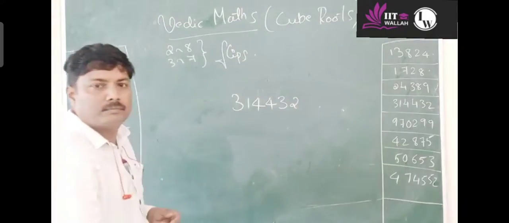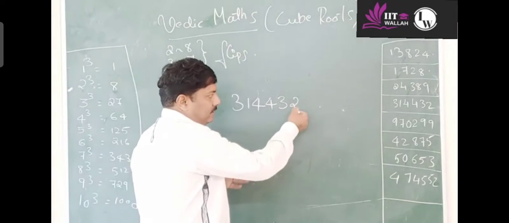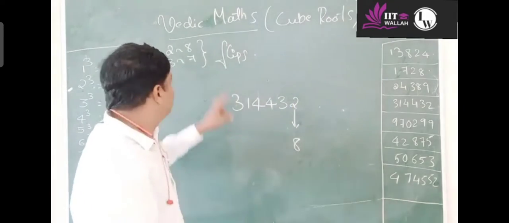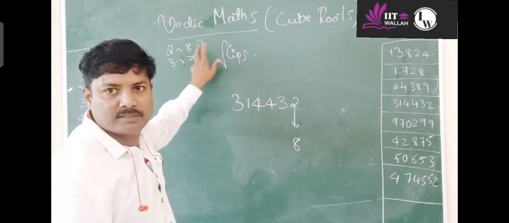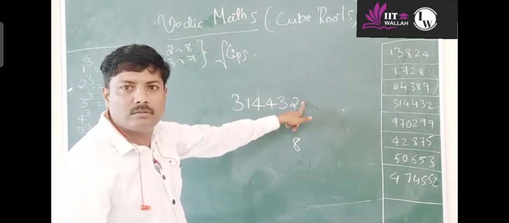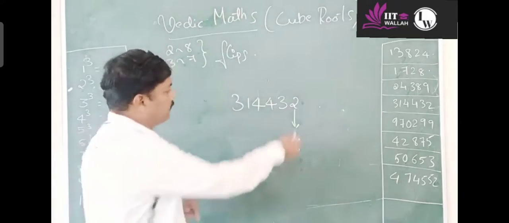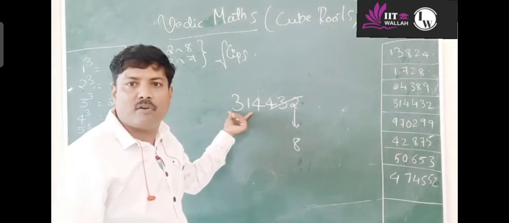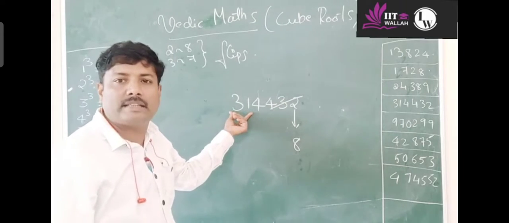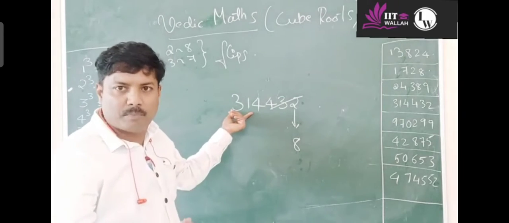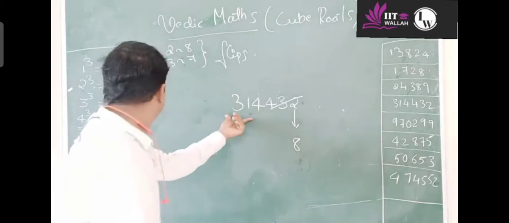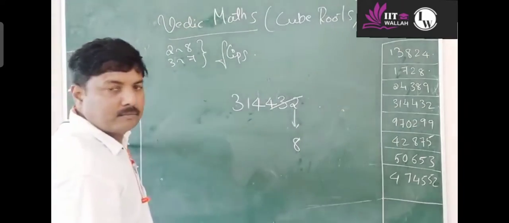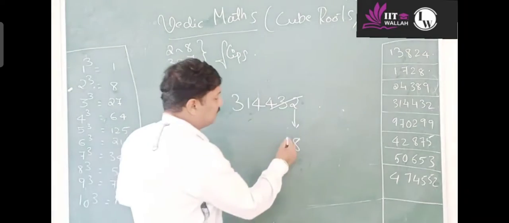314432. If a number ends with 2, its cube root ends with 8, as we already know that 2 and 8 flip. So ending with 2, the cube root ends with 8. Then cut the first 3 digits. The remaining number 314 is not a perfect cube. So think about the nearest perfect cube below 314. That is 216. So the cube root starts with 6.